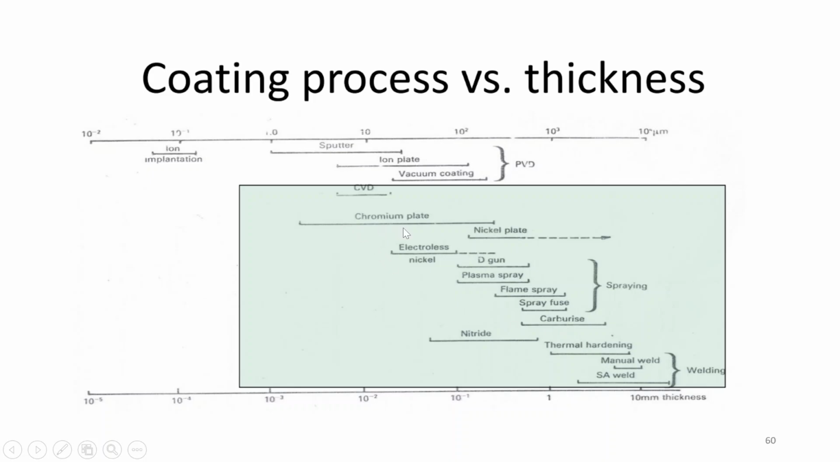Then we have chromium plating, CVD, with reducing thickness, and we have PVD. Then vacuum coating, ion plating and sputter coating, and ion implantation, with reducing thickness and depth.